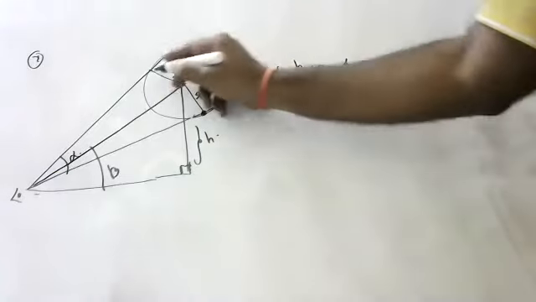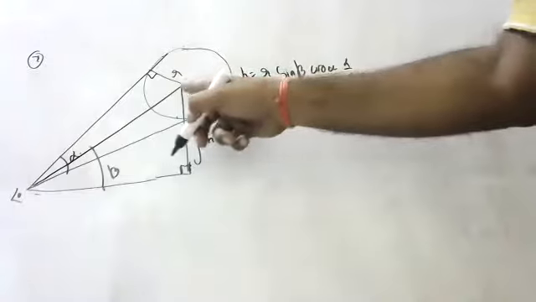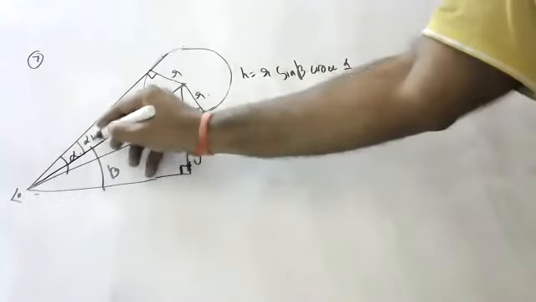Okay, children. Seriously, you see, children, this is 90 degrees. This is 90 degrees. This is a common side, and this and this are tangents from a point, so they are equal. They both are congruent triangles. Because they are congruent triangles, this is alpha by 2. This is alpha by 2.